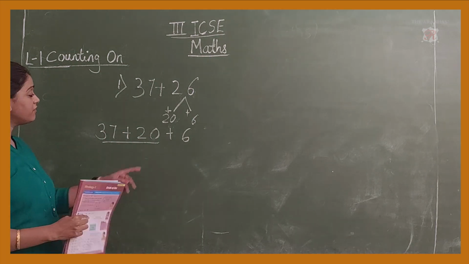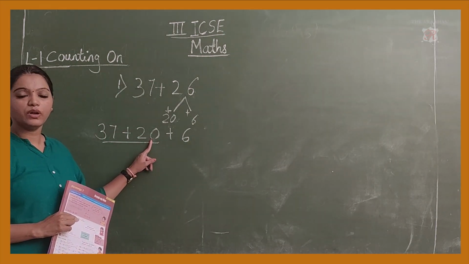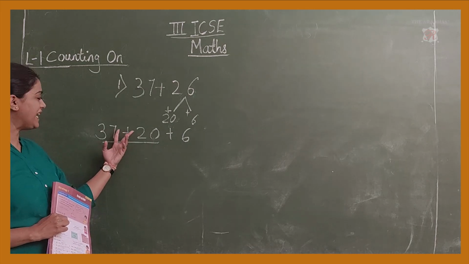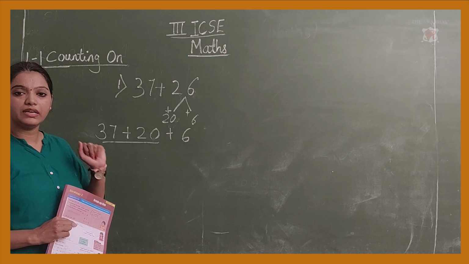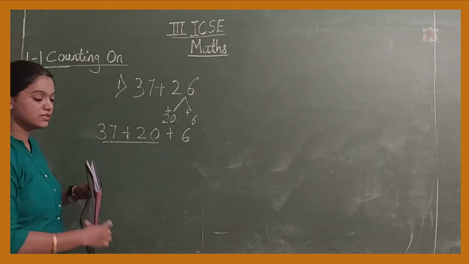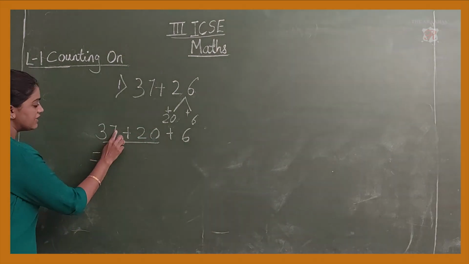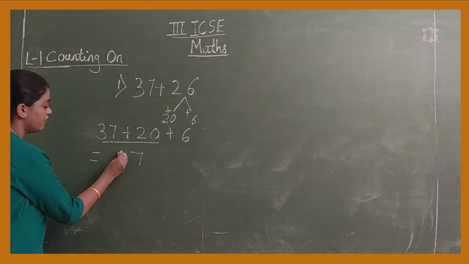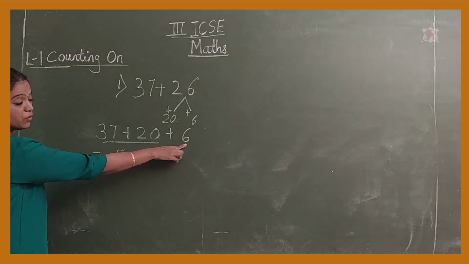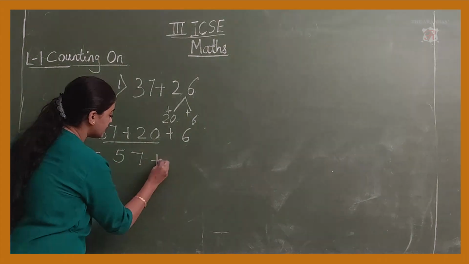Now children, whenever the number is ending with 0, it becomes very easy for you to calculate. Any number added to 0 is the number itself. So 7 plus 0 is 7. 3 plus 2 is 5. 57. What is left next is 6.